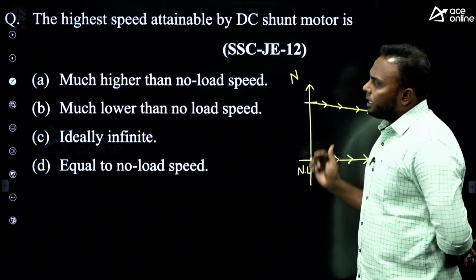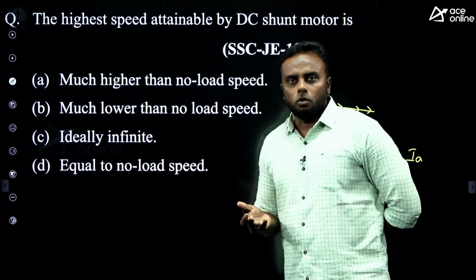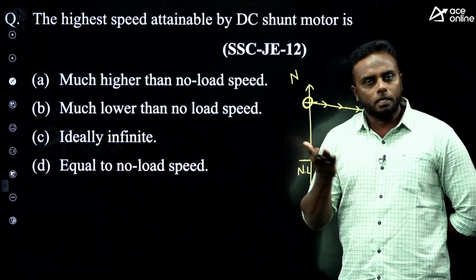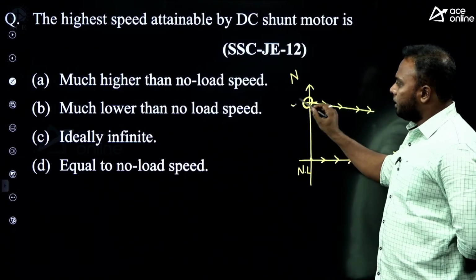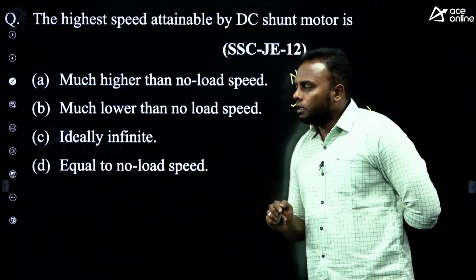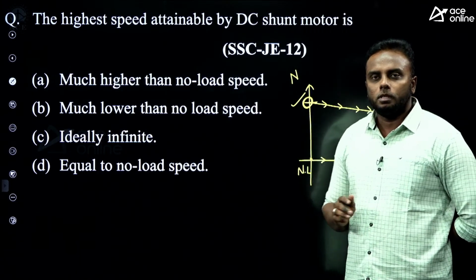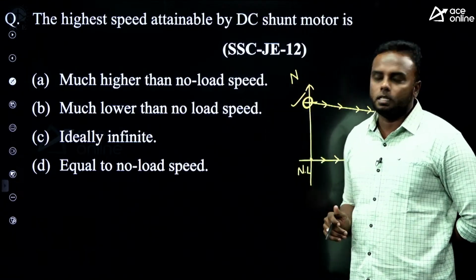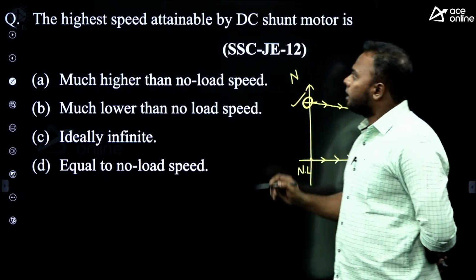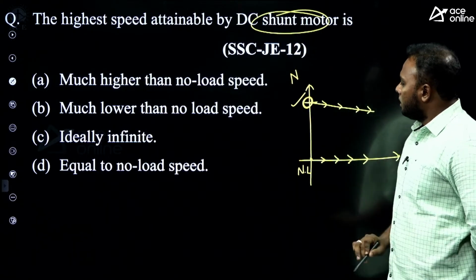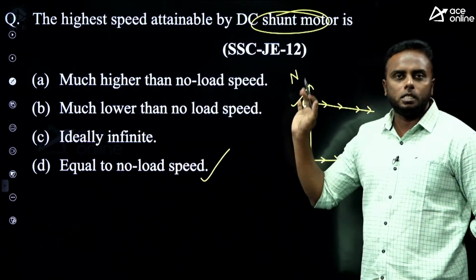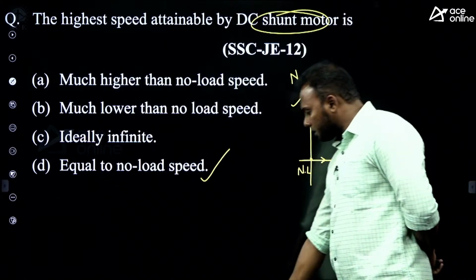So what is the highest speed here? The no load speed itself is the highest speed, not more than that. After that, the speed decreases. But if you take a series motor, its highest speed is under no load condition, where it rotates at dangerously high speed, which we take as ideally infinite. But right now the question asks about the shunt motor. That's why the no load speed itself is the highest speed of the DC shunt motor. Clear? Next question.